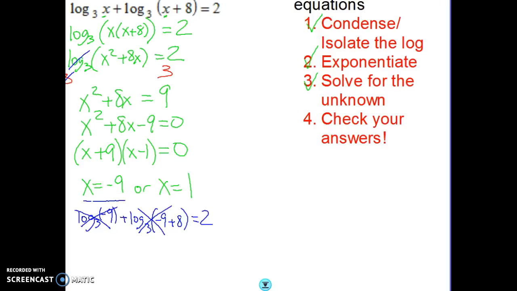Let's test x equals 1. If we test that, we get log base 3 of 1 plus log base 3 of 1 plus 8. Well, both of these do give us answers. Log base 3 of 1 will work, and log base 3 of 9 will also work. And even more specifically, it does satisfy this equation. So -9, no good. 1, yes.